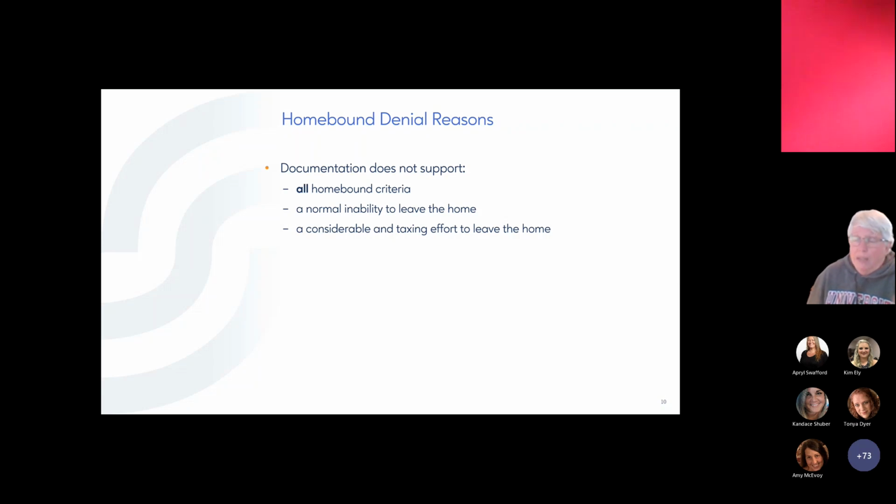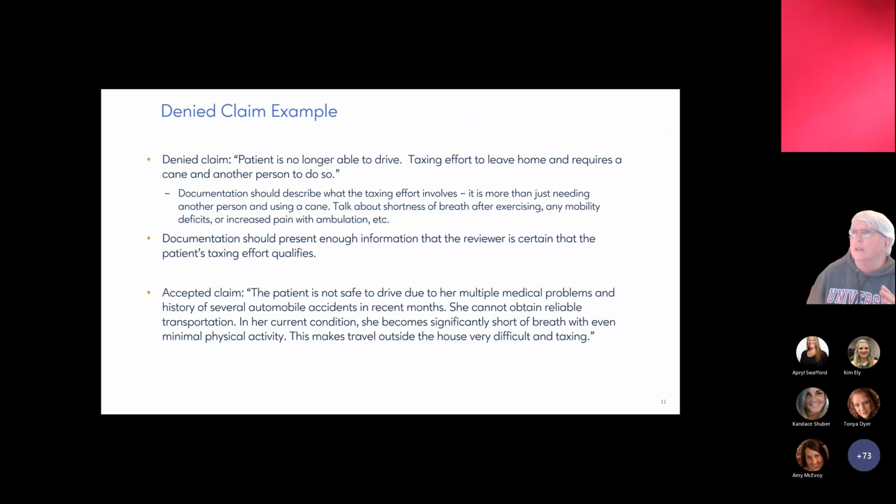And like we say, we never want to get Medicare's attention looking through a chart. We want them to find exactly what they're looking for really quickly and leave the chart alone, right? They start digging, it might not get pretty. So there's a denied claim out there. For instance, it says the documentation was patient is no longer able to drive. There's a taxing effort to leave the home and requires a cane and another person to do so.